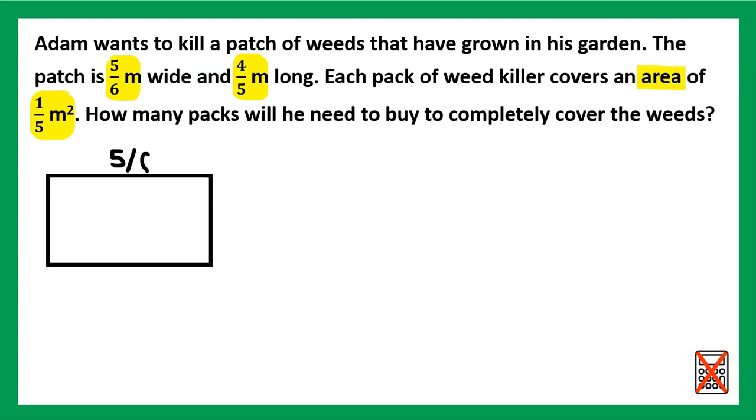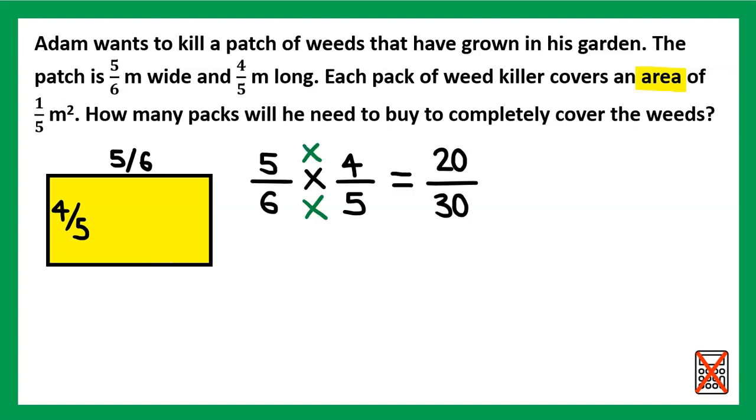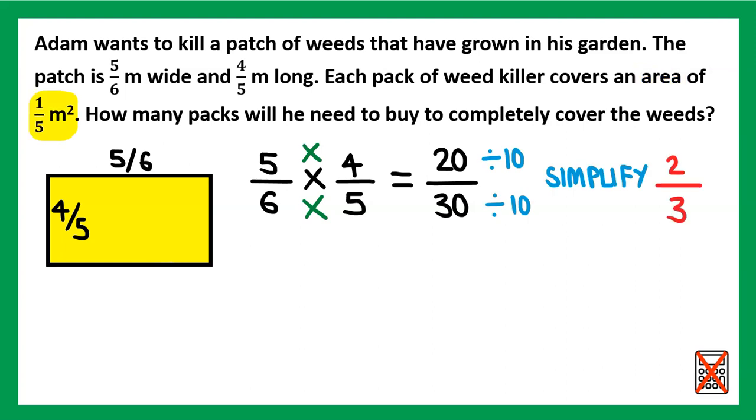5/6 meters wide and 4/5 meters long would create a rectangular patch. We can work out the area by multiplying length times width. The 5/6 multiplied by 4/5 is 20/30. This can be simplified. Dividing top and bottom by 10 is 2/3. And if each weed pack covers 1/5 meters squared, we'll want to see how many 1/5s go into 2/3 to work out the amount of packs needed to cover the weeds.